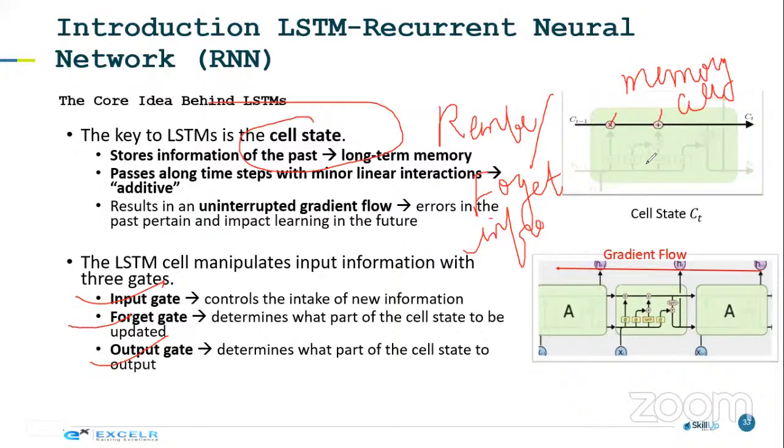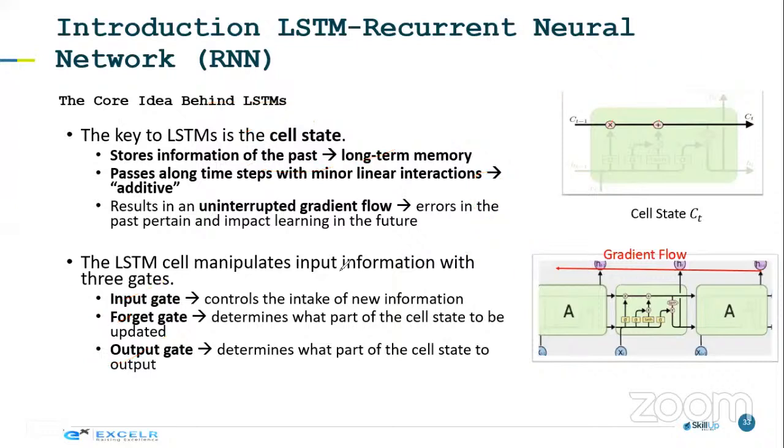I told you this memory cell either remembers or forgets the information. I'll write it here: the main intention is to remember or forget the info. And how does it perform that kind of operation? How do we remember?